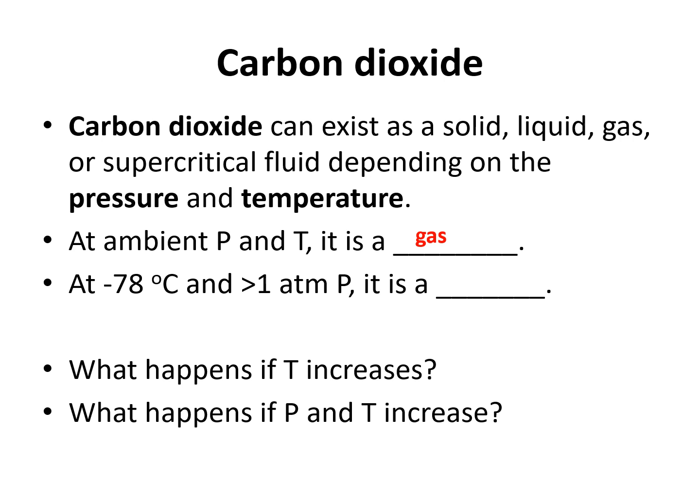What about negative 78 degrees Celsius and greater than 1 atmosphere? What state of matter will carbon dioxide be? At those two values, it'll actually be a solid. It's what we refer to as dry ice.